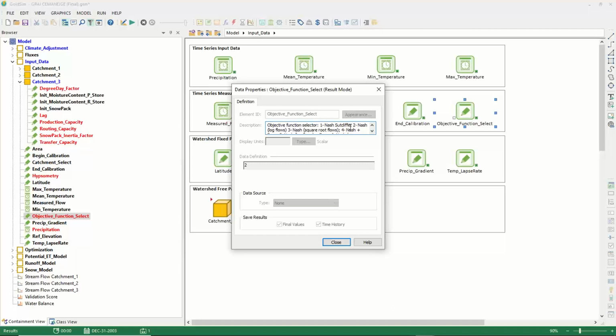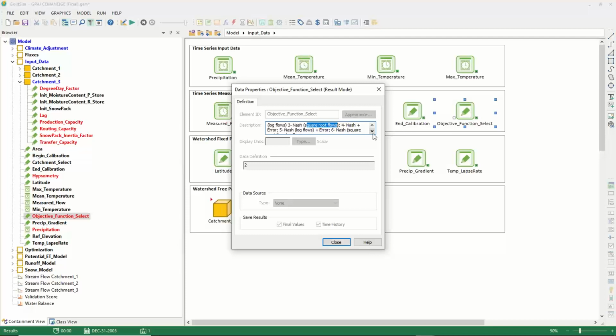6 functions here. So the Nash-Sutcliffe, the Nash-Sutcliffe on the log of flows, and the Nash-Sutcliffe on the square root of flows, which is sort of halfway between the normal Nash-Sutcliffe and the log. And then the number 4, 5, and 6 are those same efficiency coefficients, but with an error. You want to minimize the error on the cumulative volume that you're modeling.